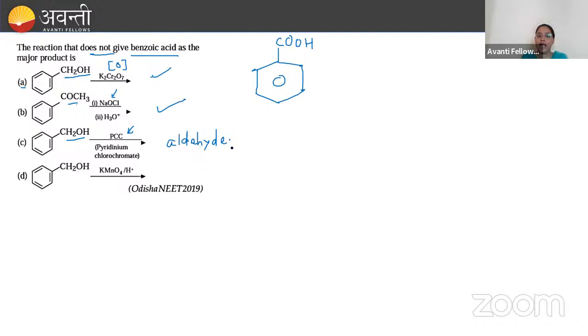And that's why here acid doesn't form. This is a controlled oxidation. Even though PCC is an oxidizing agent, it converts alcohol into the aldehyde stage, and at that stage the reaction stops. So here aldehyde is getting formed. We are not getting any benzoic acid.